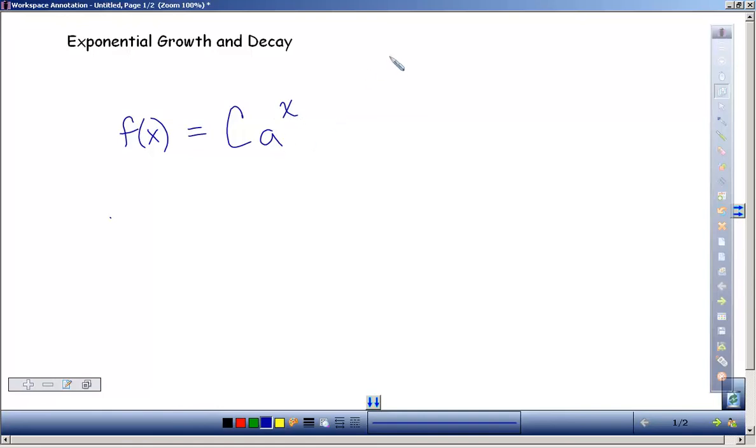C and a are both going to be numbers. So x is the only variable in this problem, and it is in the exponent, thus the name exponential. Growth and decay are there because there are two types of exponential models.